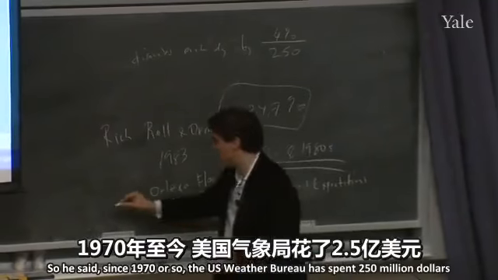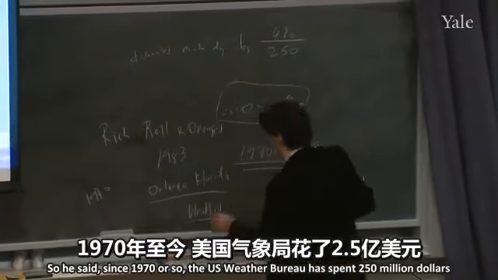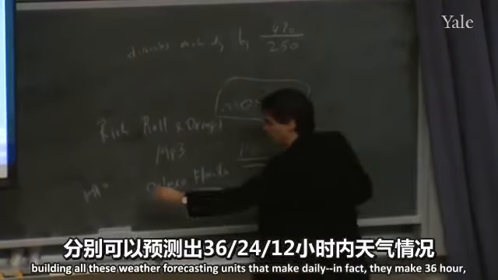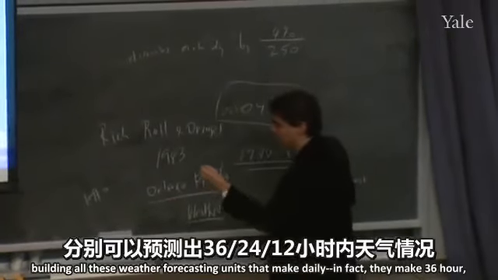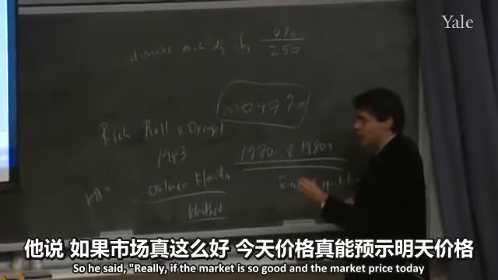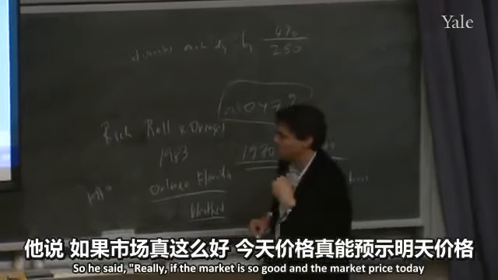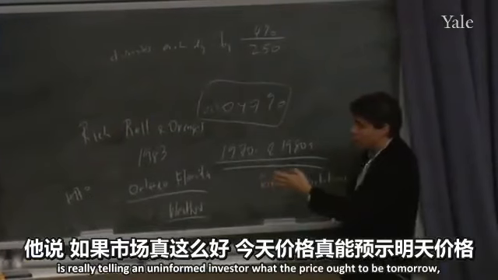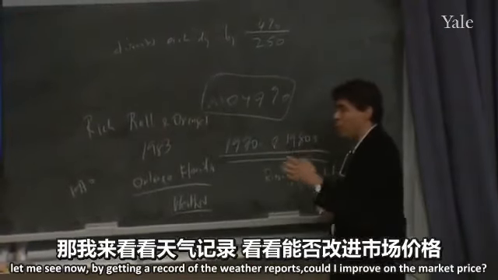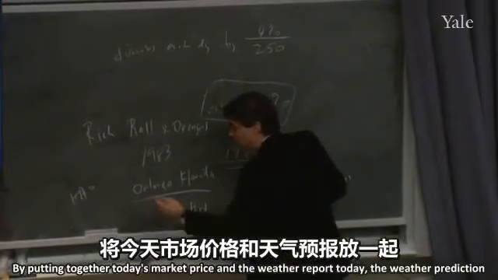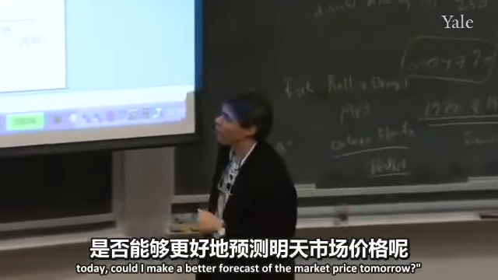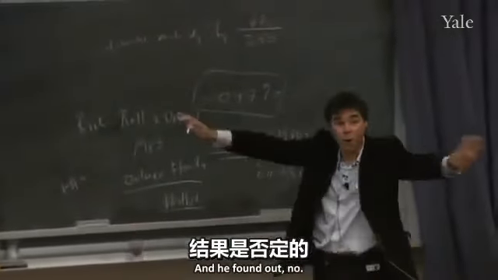Since 1970 or so, the U.S. Weather Bureau has spent $250 million building all these weather forecasting units that make 36-hour, 24-hour, and 12-hour forecasts of what the weather is going to be next period. So he said, if the market price today is really telling an uninformed investor what the price ought to be tomorrow, by getting a record of the weather reports, could I improve on the market price by putting together today's market price and today's weather prediction? Could I make a better forecast of the market price tomorrow? And he found out no.